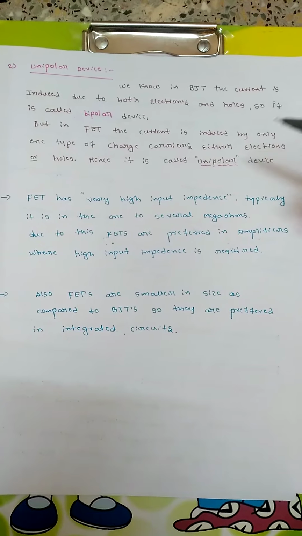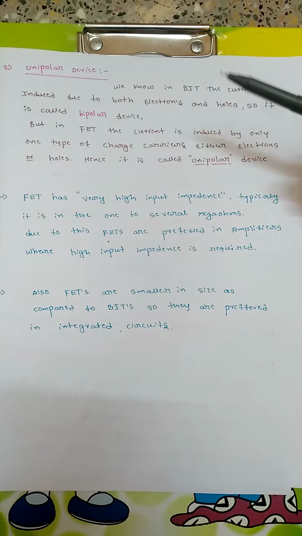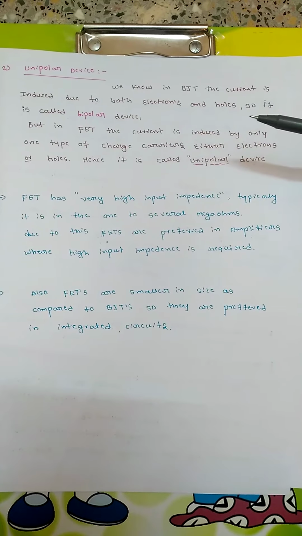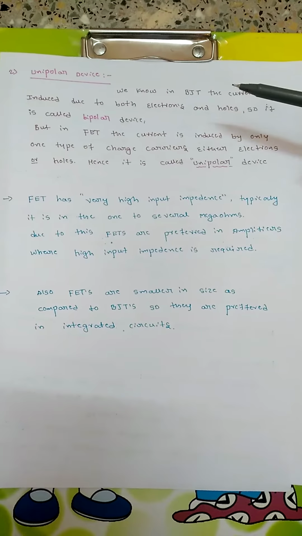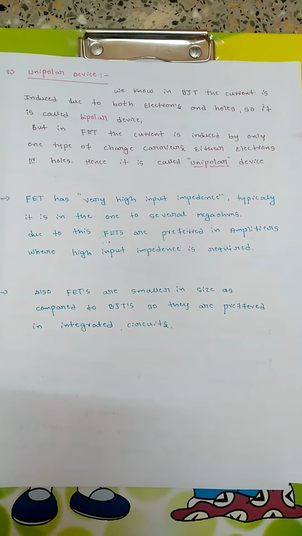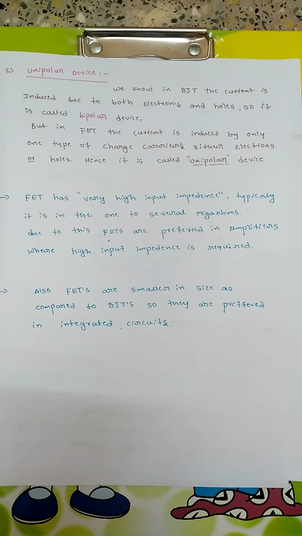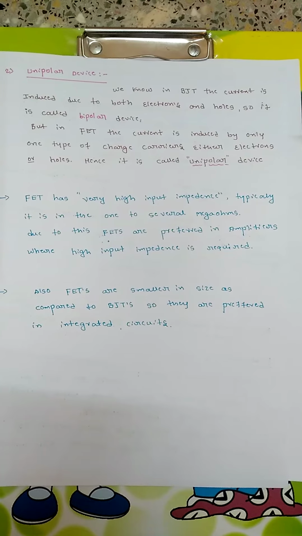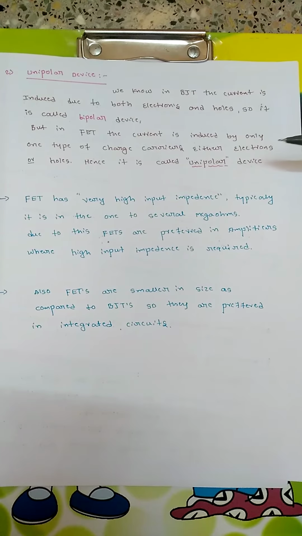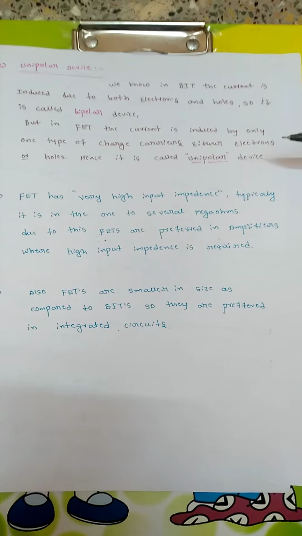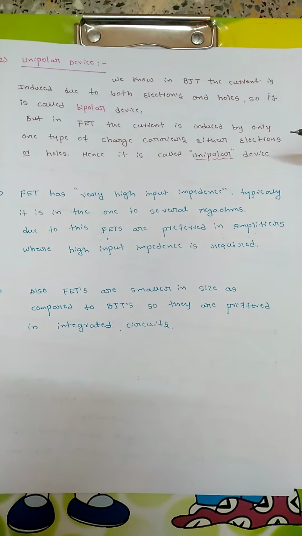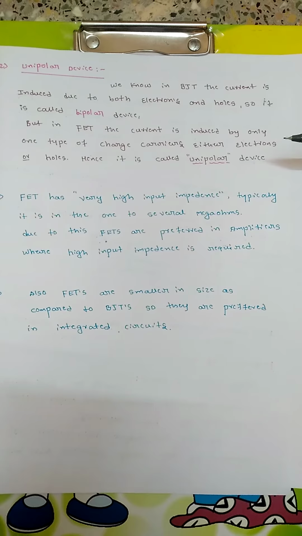So the FET is called a unipolar device. So what is meant by unipolar and bipolar? Let us see. We know in a BJT the current is induced due to both electrons and holes, so it is called a bipolar device. Whereas in a FET the current is induced by only one type of charge carrier, either electrons or holes. Hence it is called a unipolar device.